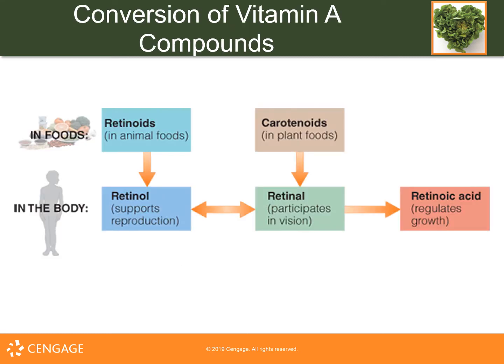Conversion of vitamin A compounds. So you have retinoids, which are found in animal foods. When consumed, in the body it becomes retinol. Retinol can convert to retinal, and retinal can convert to retinoic acid. Then you have carotenoids, which are found in plant foods. And when those are consumed, it converts to retinal in the body, and retinal can convert to retinol or to retinoic acid. You do want to note that retinol to retinal is reversible, while retinal to retinoic acid is not reversible.